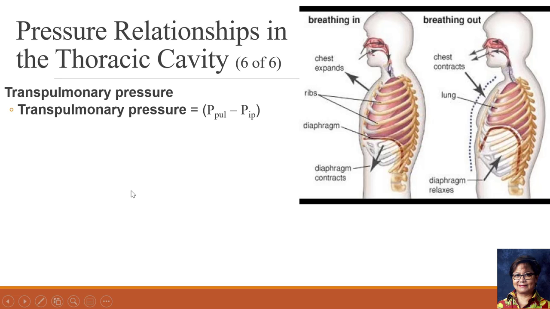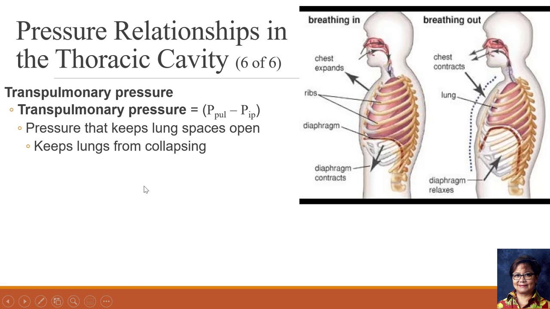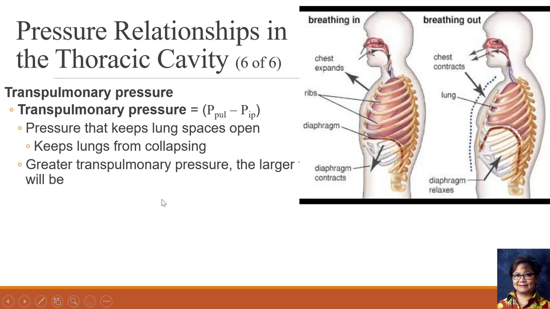So the transpulmonary pressure is the pressure in the alveoli minus the intrapleural pressure. It is the pressure that keeps your lungs open. It keeps the lungs from collapsing. The greater the transpulmonary pressure, the larger the lungs will be, and the smaller will be the possibility that the lungs will collapse.